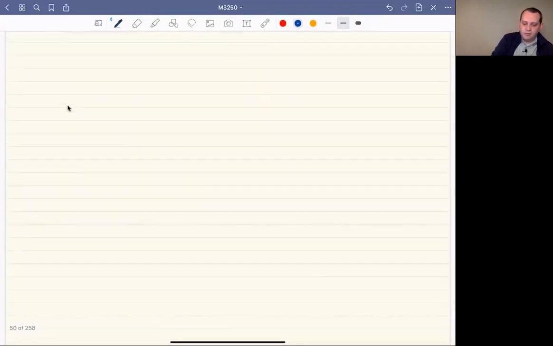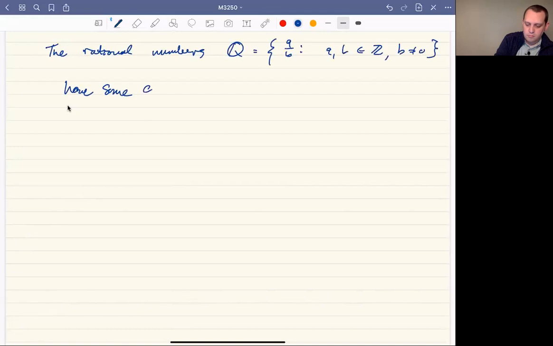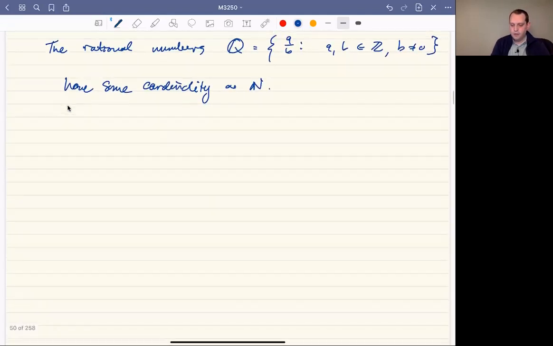And our final example, which is a little bit more surprising, is that it turns out that the rational numbers, Q, so remember that these are the set of fractions a over b, where a and b are integers, and b is, of course, non-zero, have the same cardinality as the non-negative integers. Okay. So I want to prove that there's a one-to-one correspondence between these fractions and the non-negative integers.